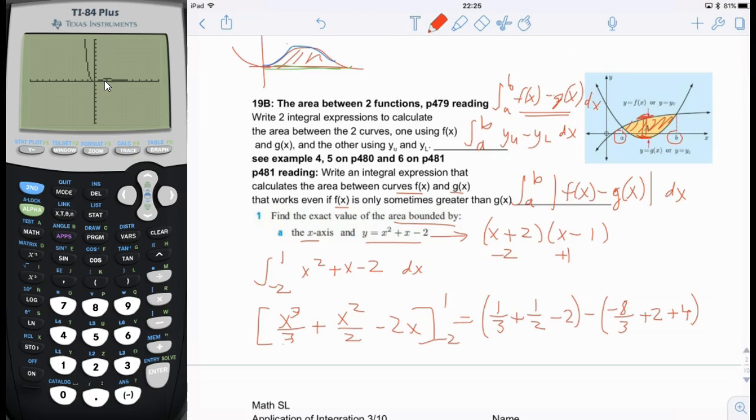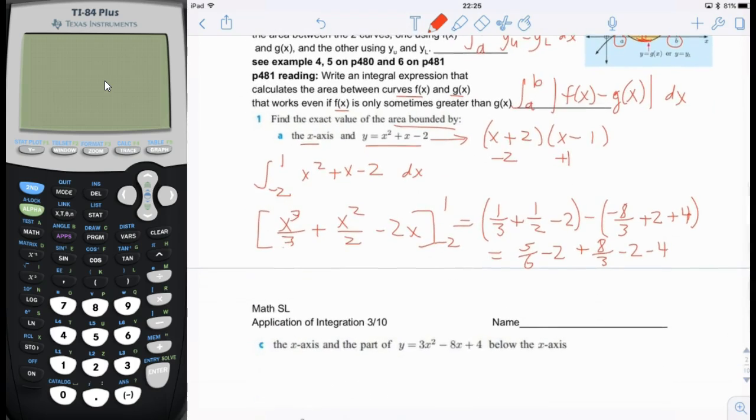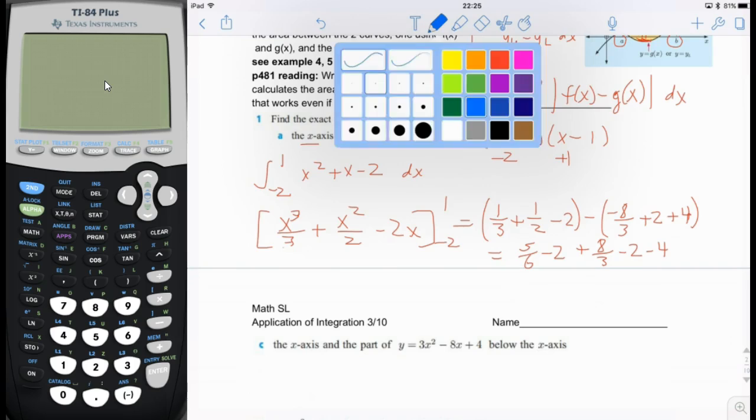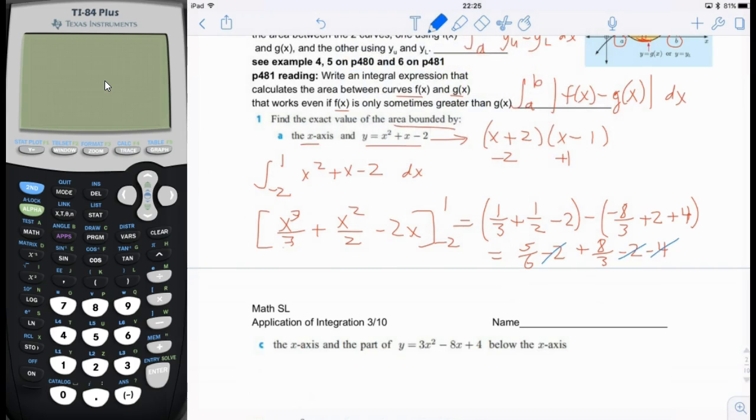Okay. So this is going to give us 1/3 plus 1/2 is 5/6 minus 2 plus 8/3 minus 2 minus 4. Okay, so minus 2 minus 2 minus 4 gives us minus 8. 5/6 plus 8/3. Well, let's see. 8/3 is actually going to be 16/6. So 5/6 plus 16/6 is 21/6. 21/6 minus 8.